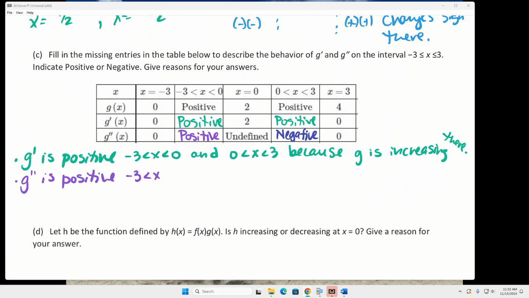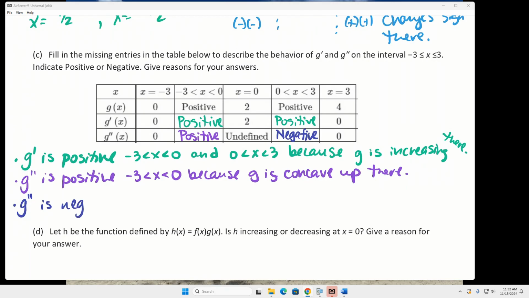Alright, and so g double prime is positive from -3 to 0 because g is concave up there. And then g double prime is negative from 0 to 3 because g is concave down there.